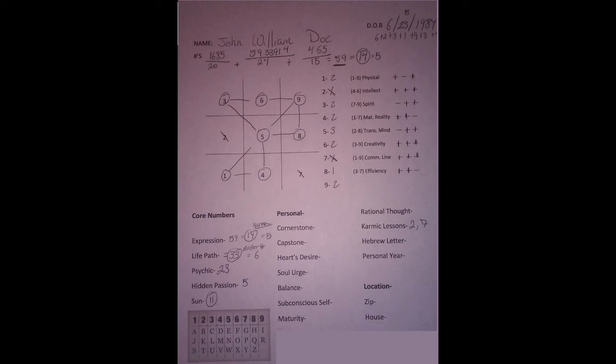Now we will look at the 5 core numbers. The expression number, like I said, is a personality. This is taken by adding all of the numbers of the full name being given or taken, and it determines different aspects of the person's personal as well as professional life. It reveals characteristic features, basic tendencies, and personality traits.